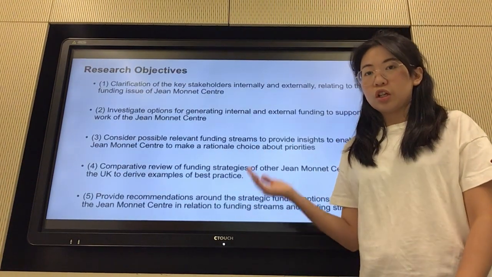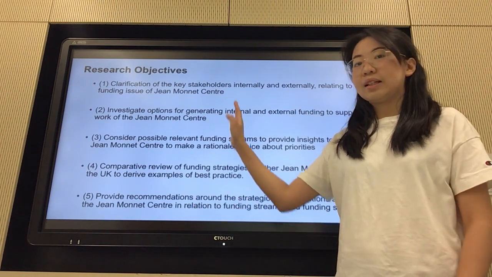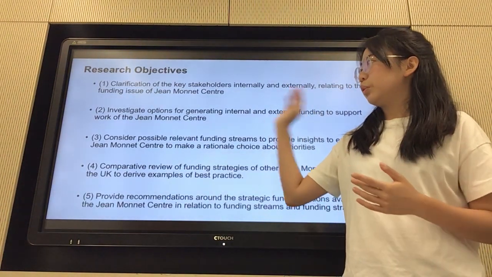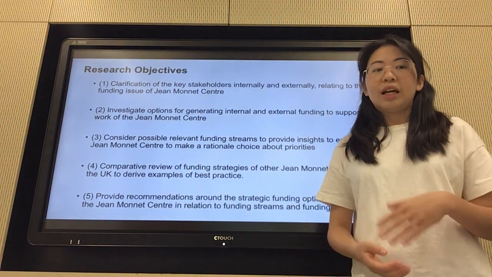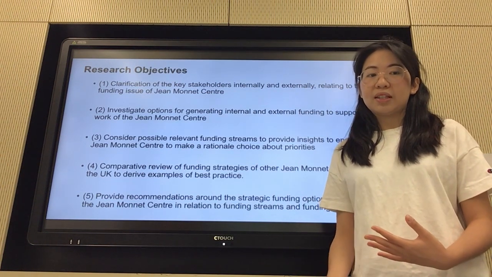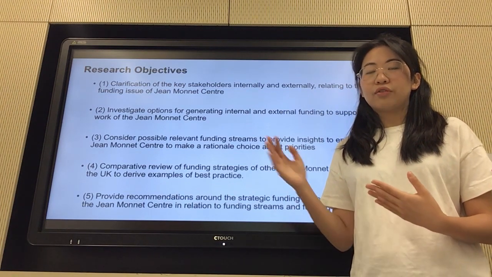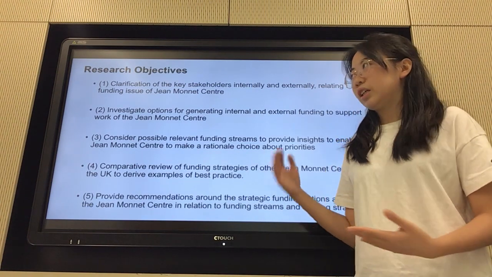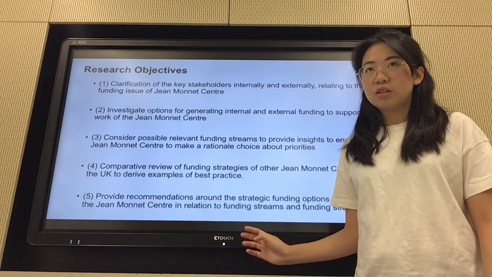The research objectives include classifying the key stakeholders and issues, then investigating options for generating internal and external funding, and considering the potential funding streams for the center. Then I will make some comparative research on the funding strategies of other Jean Monnet Centers within the UK. And finally, we will provide some recommendations for the center in terms of funding options and funding strategy.